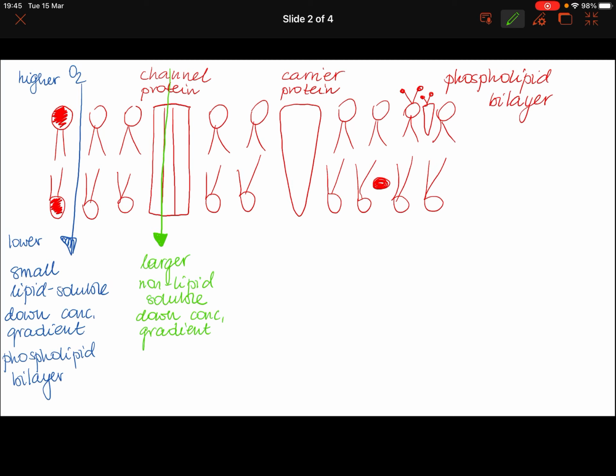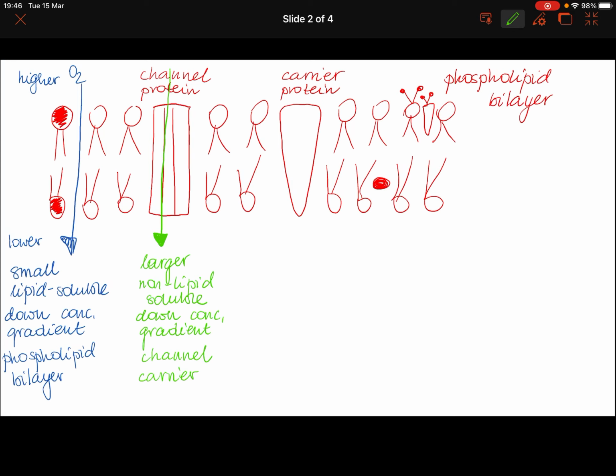Proteins involved in the transport through facilitated diffusion could be channel protein or carrier protein. So, one more time, facilitated diffusion is a movement of larger non-lipid soluble molecules down the concentration gradient, so from higher to lower concentration, using channel or carrier proteins.